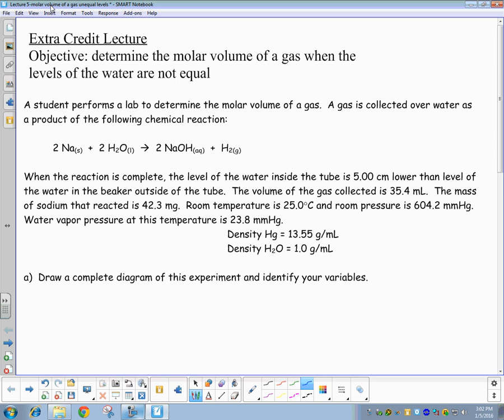To add another layer of complexity to this problem and to make it more realistic, we are going to fix the gas collection tube so the gas collection tube cannot be moved. Therefore, the likelihood of the water level matching from the inside of the tube to the beaker that the tube is sitting in, that those will be exactly the same, is very, very unlikely.